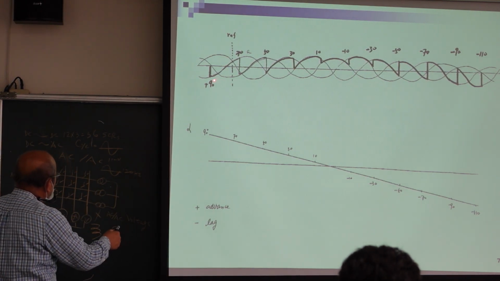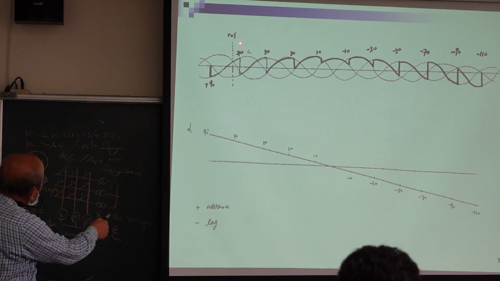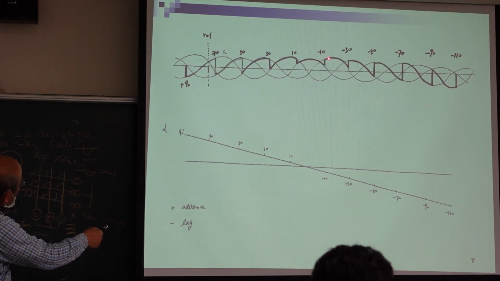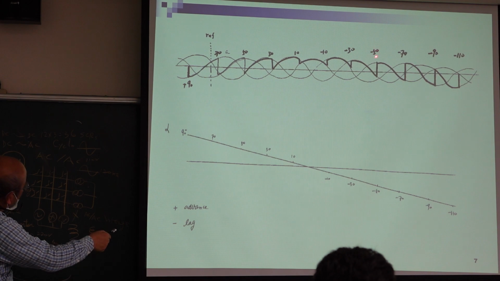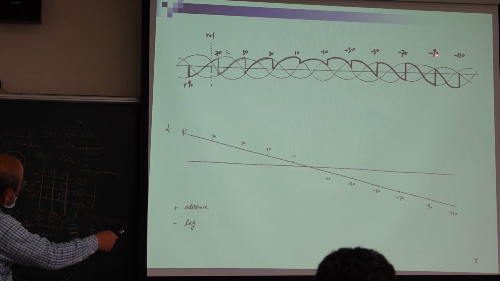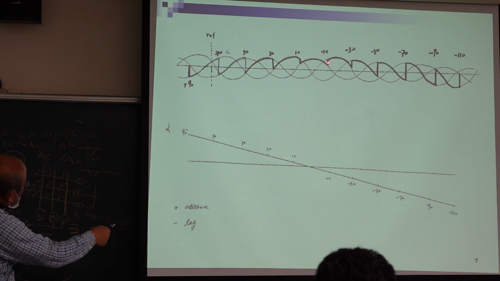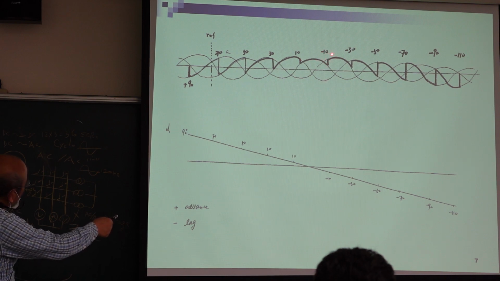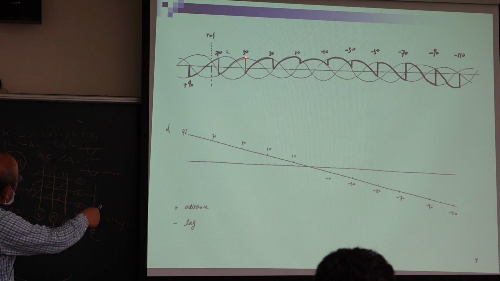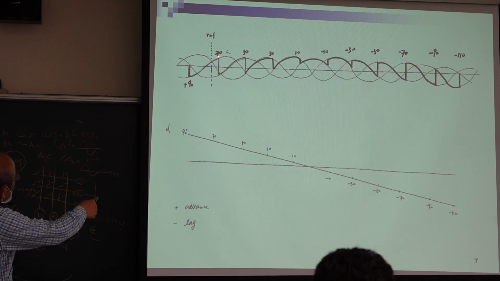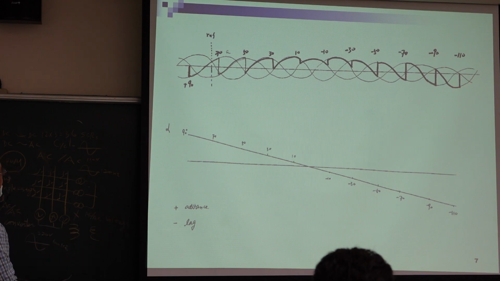So we change the delay angle: first 90, 70, 50, 30, 10, minus 10, minus 30, minus 50, minus 70, minus 90, minus 110. Minus means delay, so delay the zero crossing. This is advancing the zero crossing. So this is the zero crossing, advanced 50 degrees. Then we can see the waveform is like this.